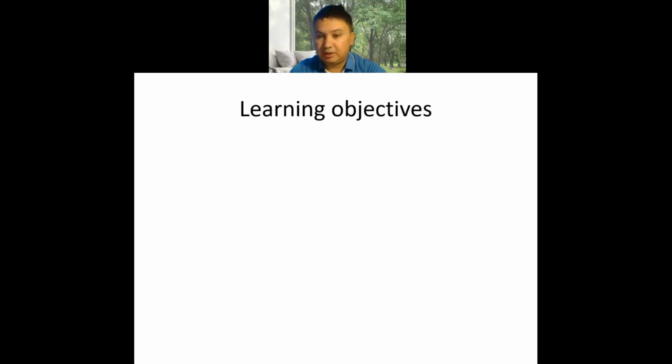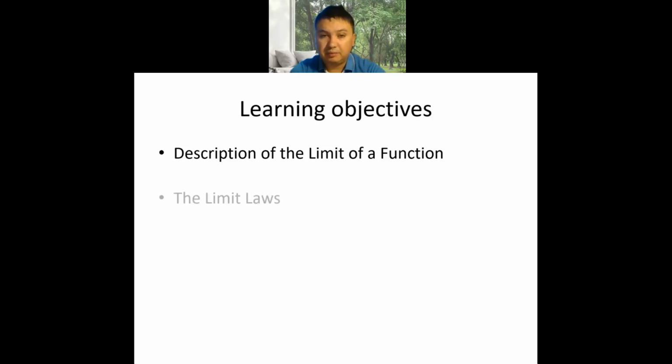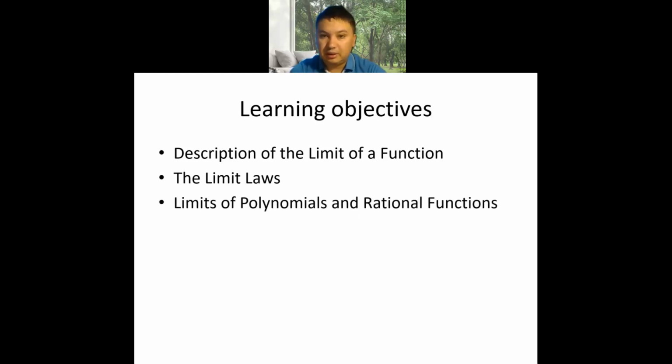So, objectives. I'll try to describe the limit of a function. Then I'll provide some laws, some properties. And then in a special case, we'll discuss how to compute limits of polynomials and rational functions. Finally, I will end with the Sandwich Theorem and an example of its application.